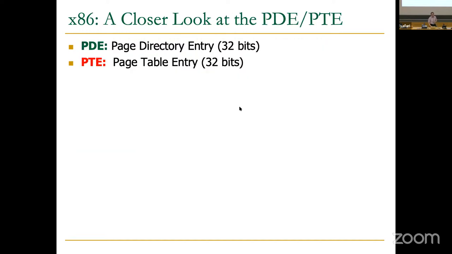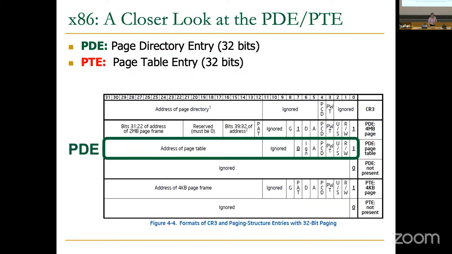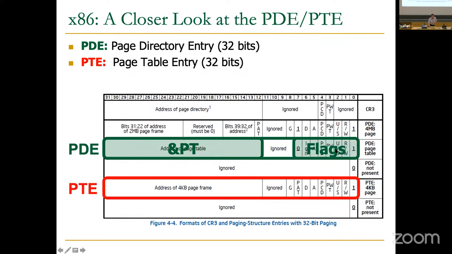Okay, so let's take a look at these page directory and page table entries a little bit more closely. This is a page directory entry in x86, the first level page table. You get the address of the page table and you have a bunch of bits over here. So this is the address of the page table and these are the flags. You can see that one of them is read-write, one of them is user-supervisor. You have the same thing over here at the PT also, read-write, user-supervisor. So now you can actually have protection at larger granularities also.